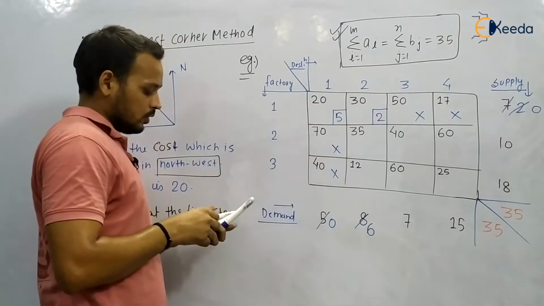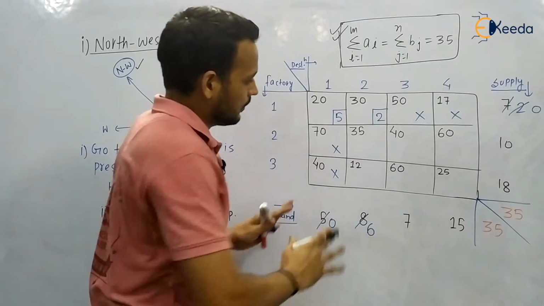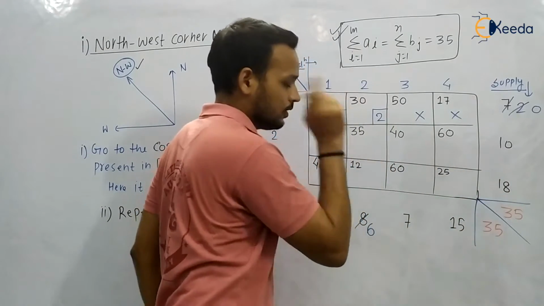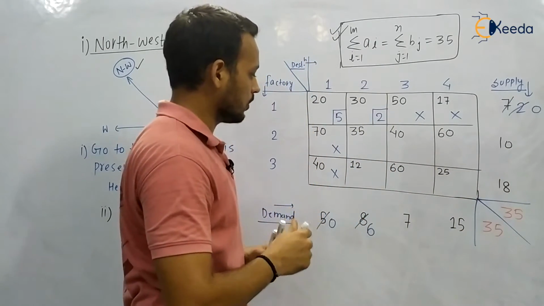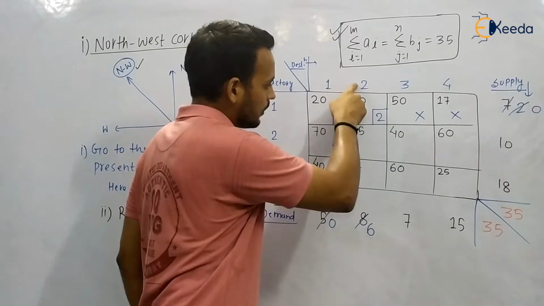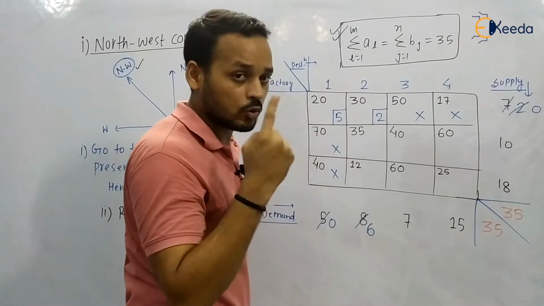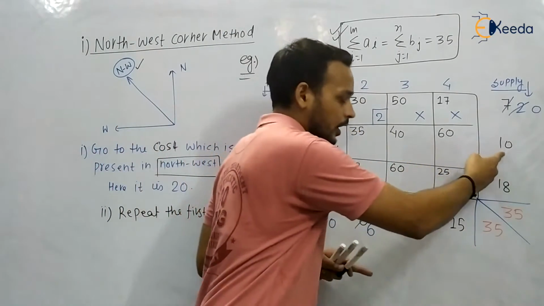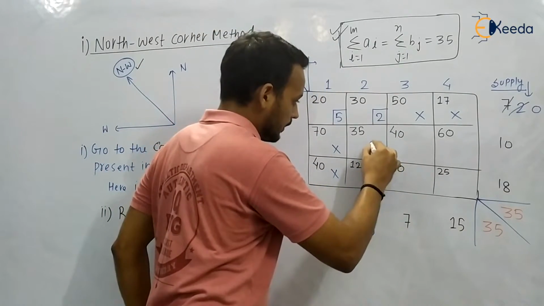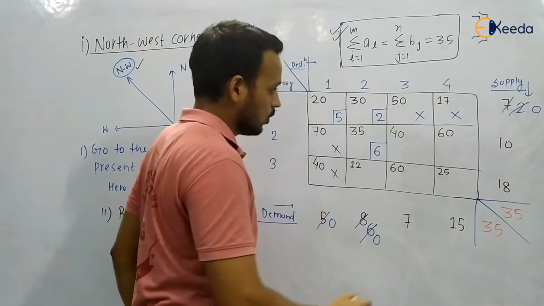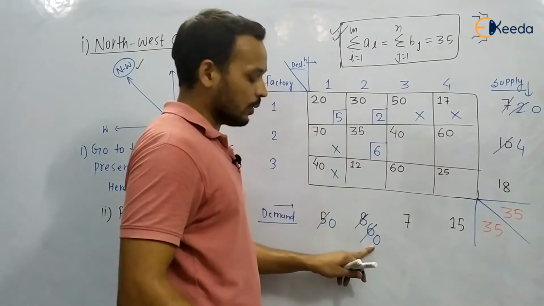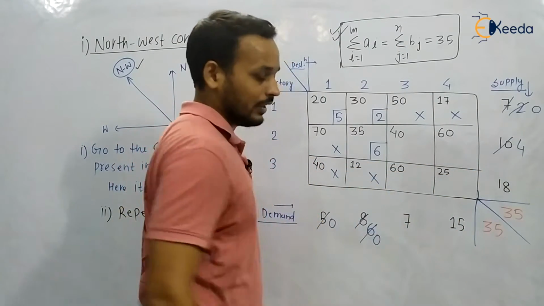Now what do we have to do? These are the remaining costs. Again you have to move in the northwest. This is north, this is west, and this is the northwest corner. You have to look at how many items it requires. Destination 2 requires 6 items. Factory 2 has 10 items, so it can supply. It will supply 6 items, the remaining will be 0, and factory 2 will have 4. Destination 2's demand is fulfilled, so it will not get any.